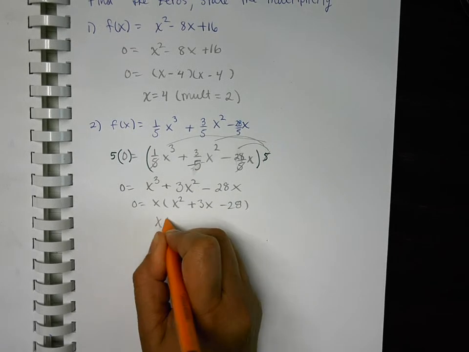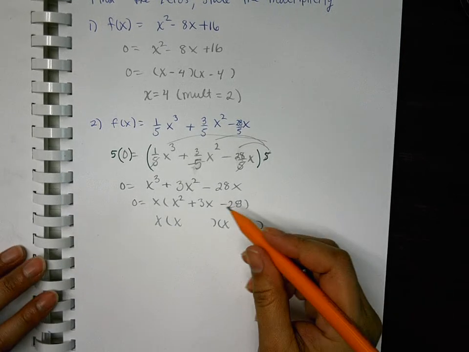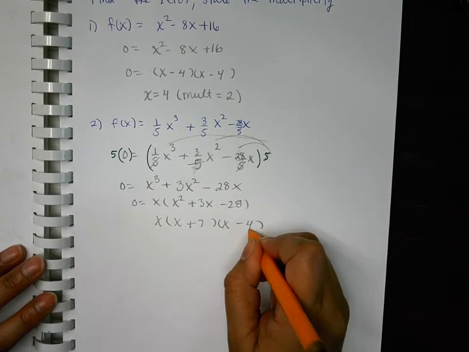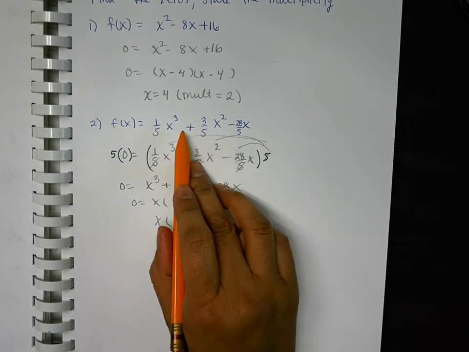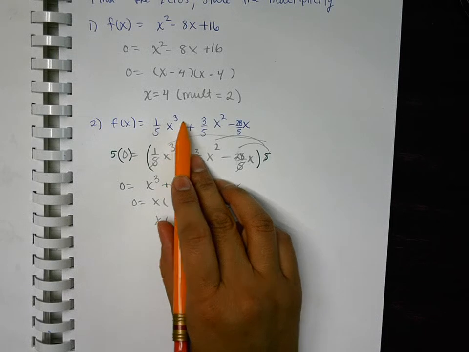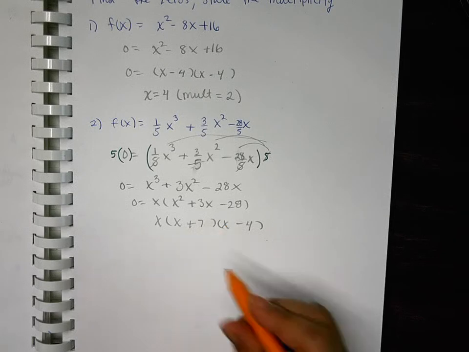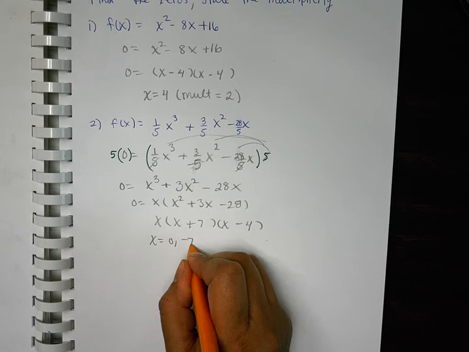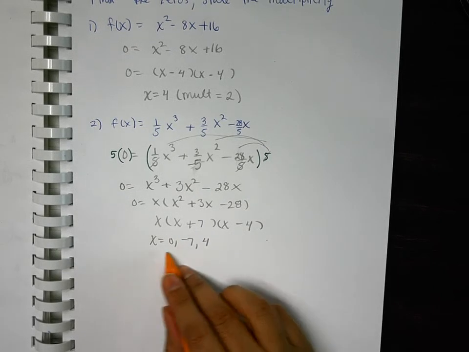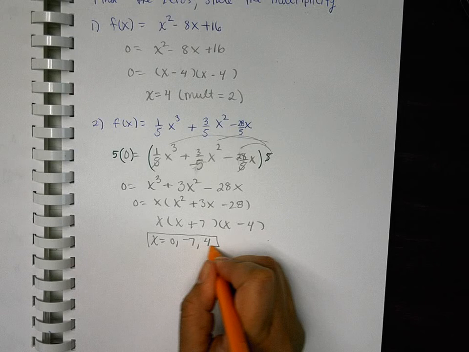Okay, does it factor further? Can you guys tell me what you have? Good. Plus 7 minus 4. All right, how many zeros do we have here? 3. Do you guys remember learning last year if your degree is 3, the max amount of zeros you'll have is 3? Maybe not. All right, what are my zeros? X equals 0, and 4. And they all have a multiplicity of what? 1. So if they have a multiplicity of 1, do I have to state it? No, it's implied. Any questions on number 2?